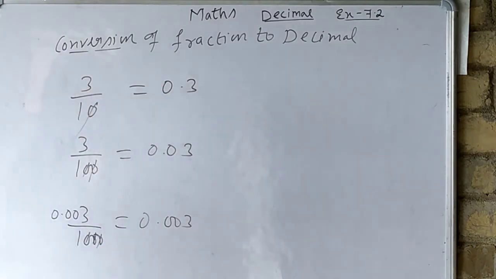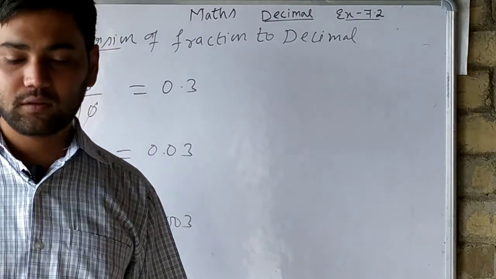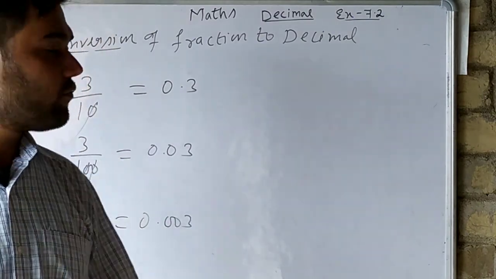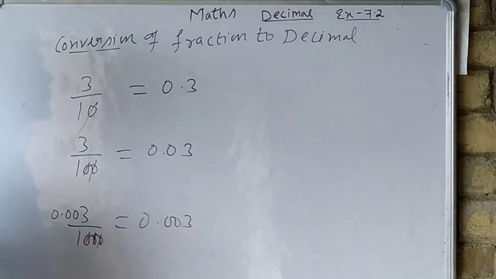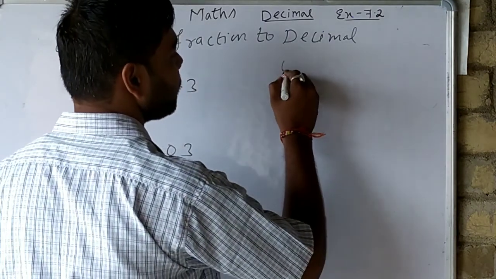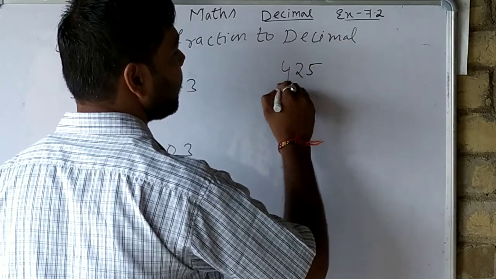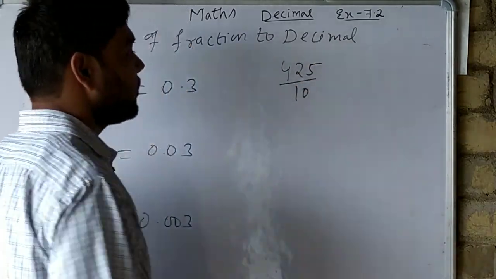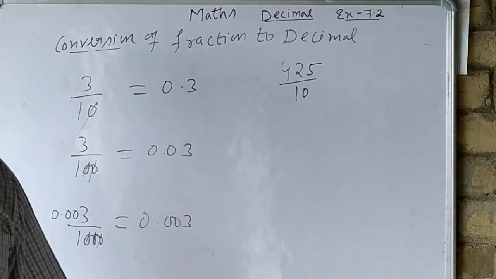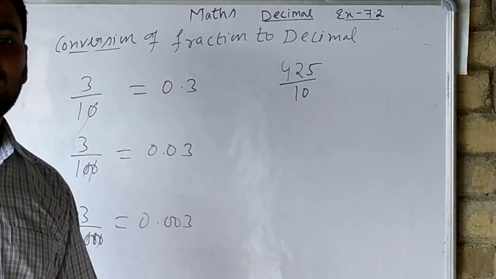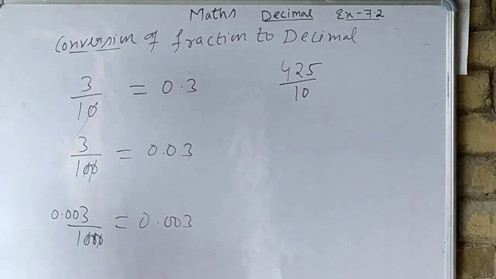So this is very simple. Okay, this is very simple. We can convert fractions to decimals like this. Suppose we have 425 upon 10. If we have it like this, 425 by 10, we have to convert it into a decimal.